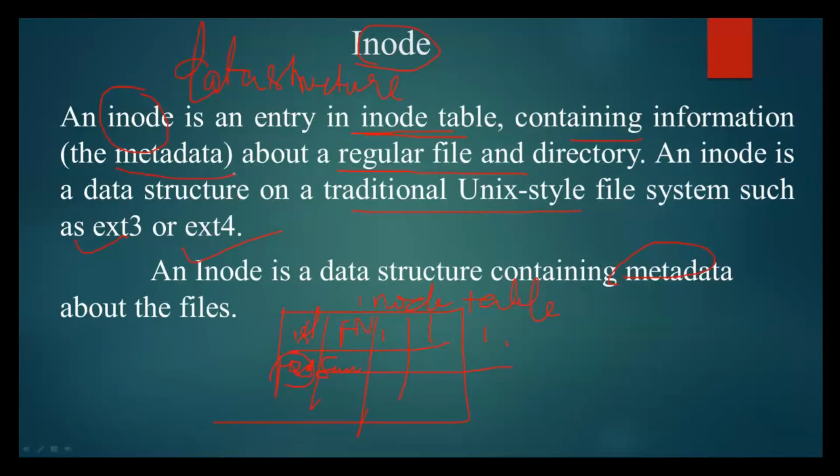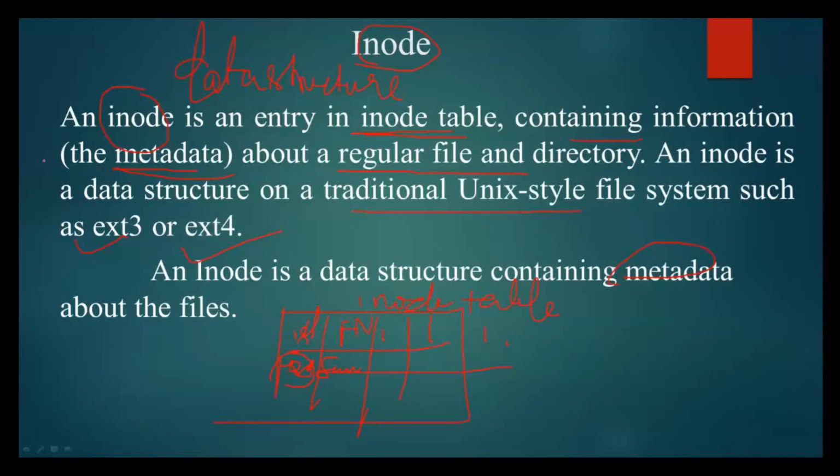That is why they use the word metadata. Metadata means data about data. Here the file is already one piece of data; in a file you have some information, some data. Here the data is about that particular file, so metadata means data about data, that is, information about that file. So the inode table is one of the data structures internally maintained by the kernel.